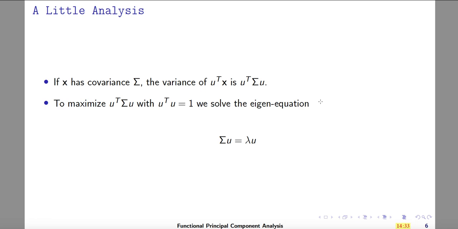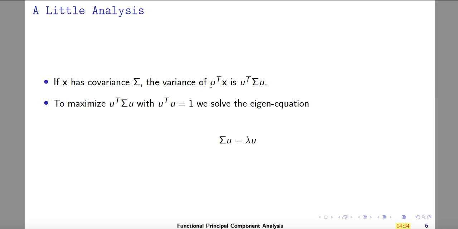More details about the math behind principal component analysis: actually we are using eigendecomposition, right? Suppose x is a vector of multiple variables, and we can find the covariance matrix for this x. Then we can find the projection of x on the direction u. Suppose u is the principal component. Then the projection of x on the direction u will be u transpose times x, right?